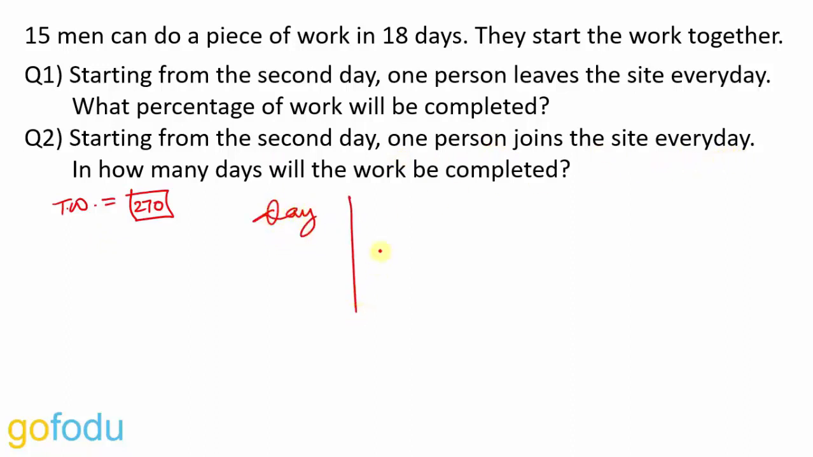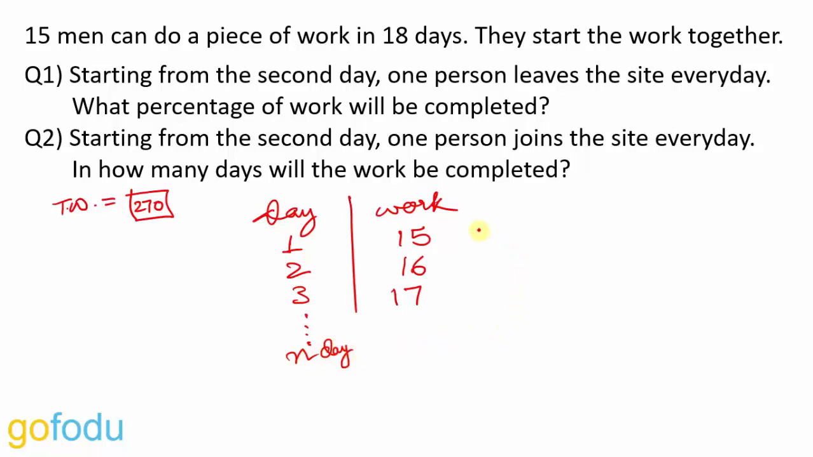We have day versus work here. On the first day, we have 15 men working, doing 15 units of work. On the second day, one man will join the site, so we will have 16 men working and 16 units of work will be done. On the third day, 17 units of work will be done and so on till the nth day.